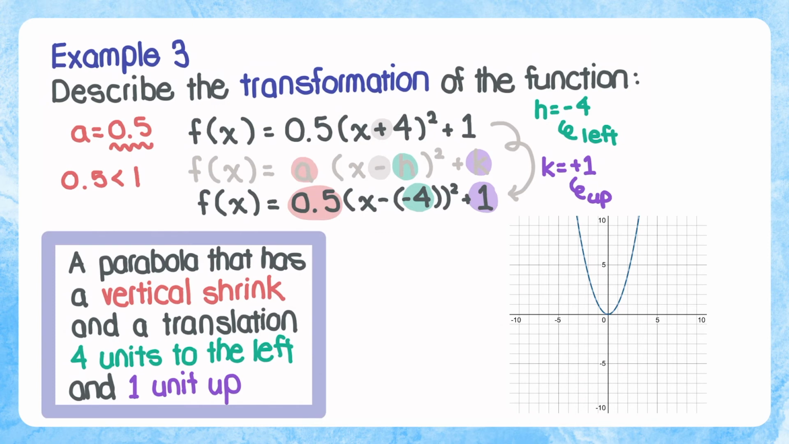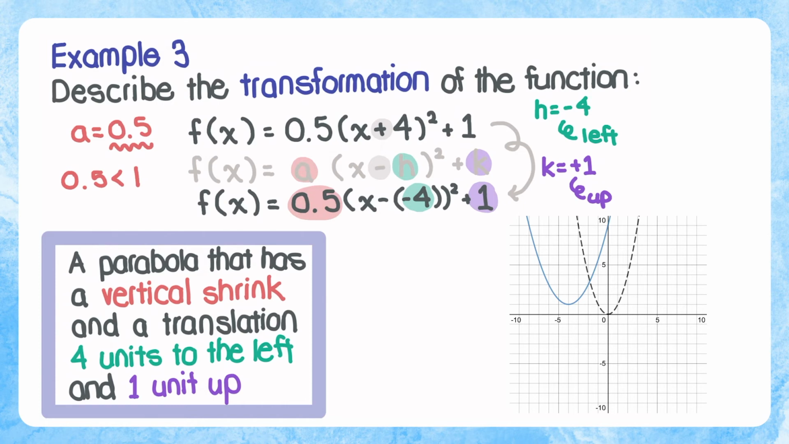I start with my parent function, and first there's a vertical shrink, so the graph will be wider. Then the parabola translates 4 units to the left, and finally it translates 1 unit up. Again, it's pretty simple to find the vertex based on our function.